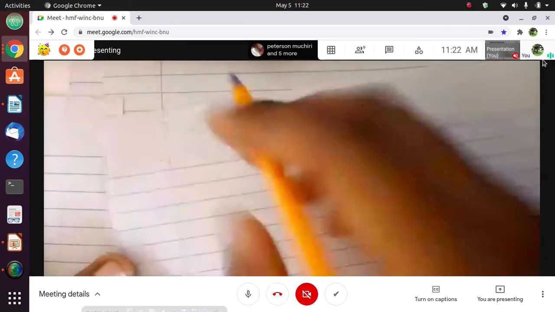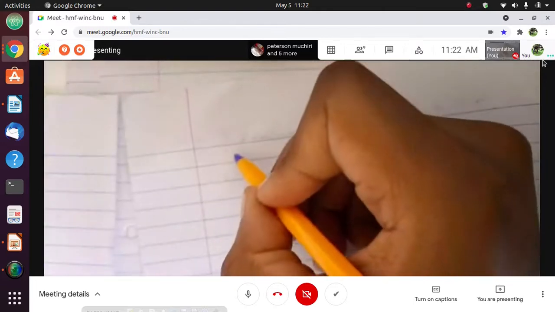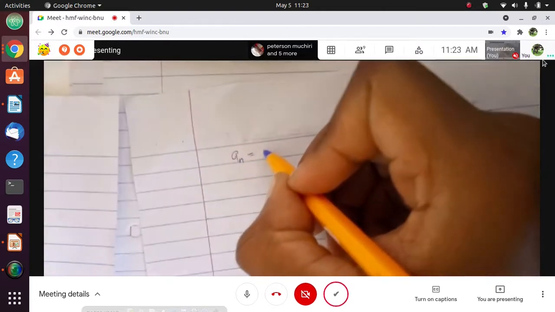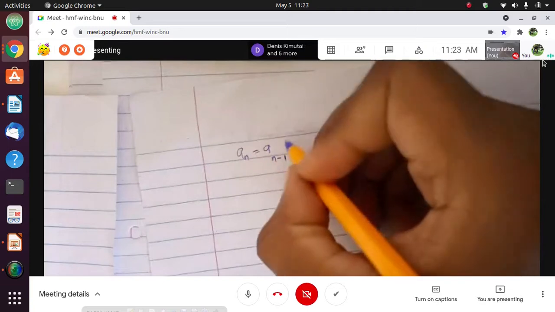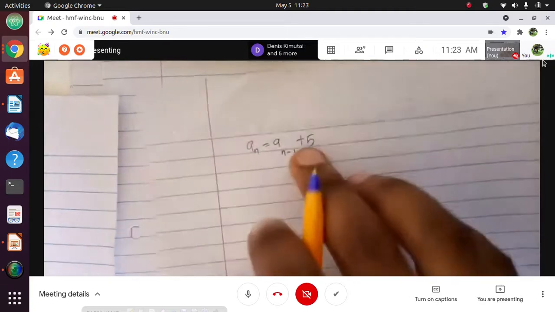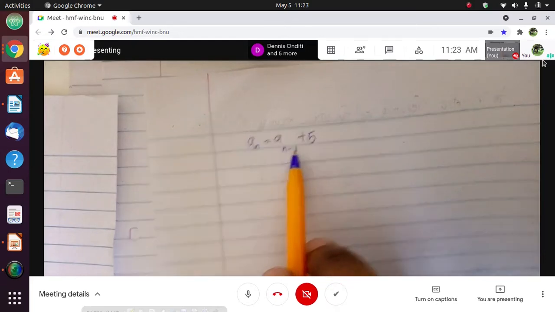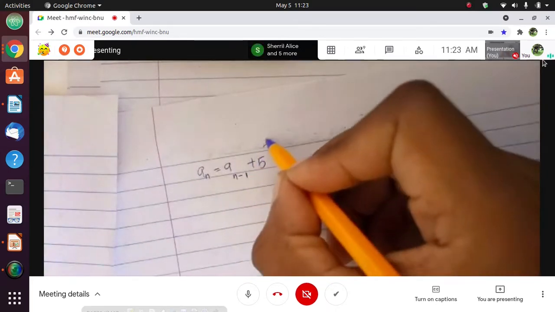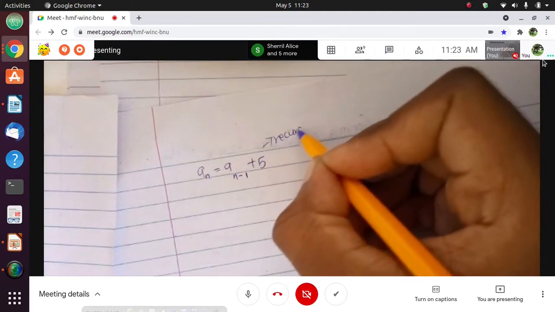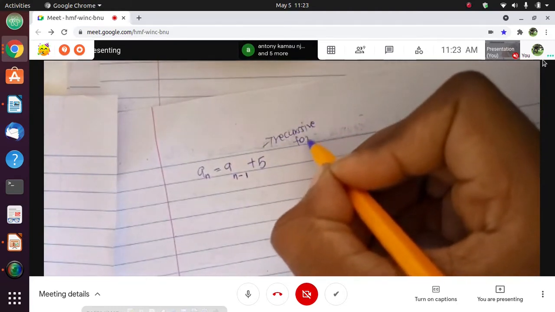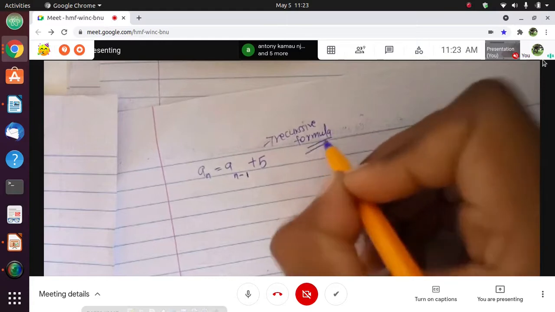Now let's try another example. Kama an is equals to an minus 1 plus 5. We have been given an equation kama hiyo. An is equals to an minus 1 plus 5. Now, this is usually known as a recursive formula. This is known as a recursive formula.